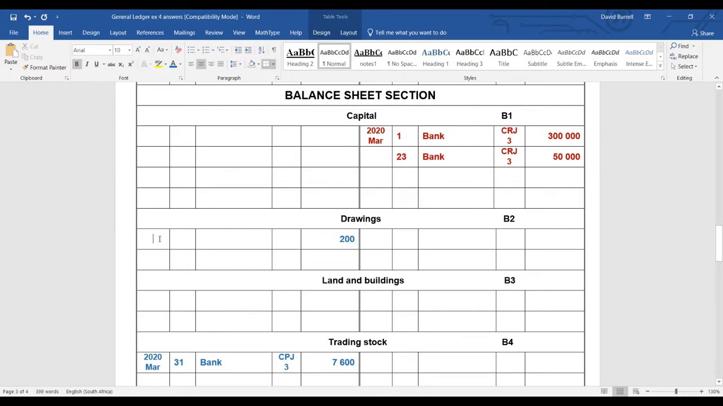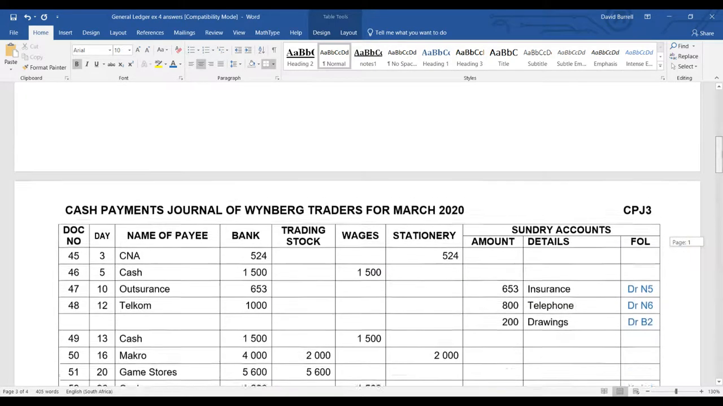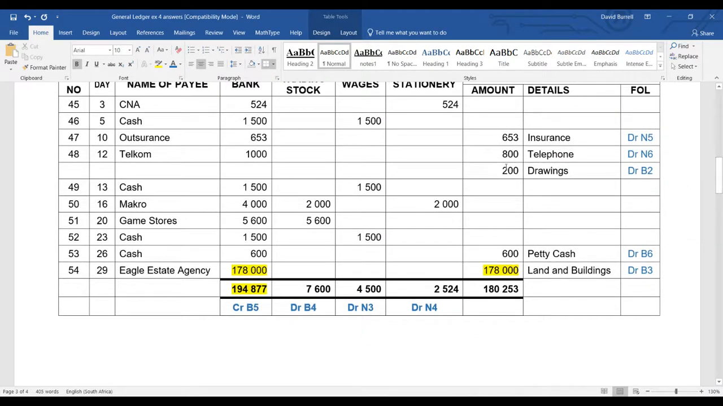And we need to go and put 2020 March. It's still the 12th. It's that same check to Telkom. I'm going to put bank CPJ3. Okay, I think we've got about 2 more transactions to go. Yeah, we've done the drawings. We've now got that 600 Rand petty cash. And we just need to check the date for that one. It's there on the 26th.